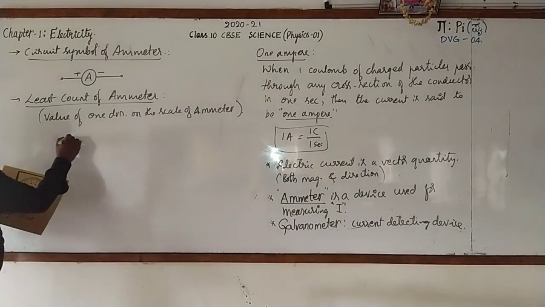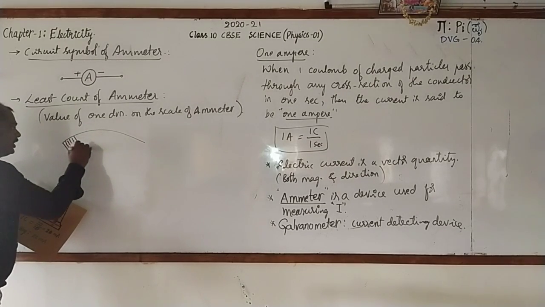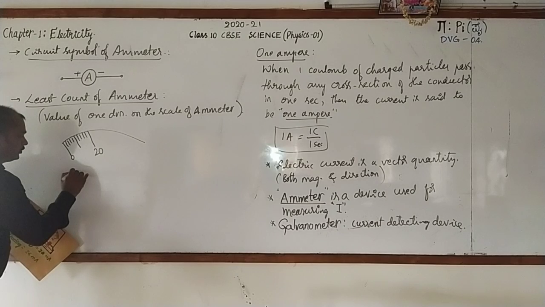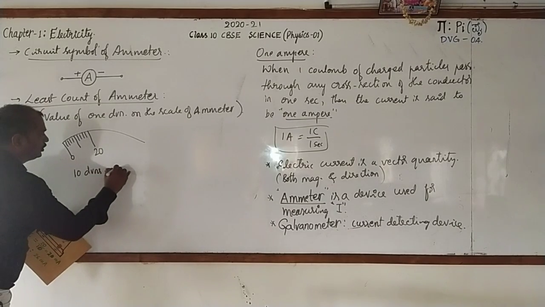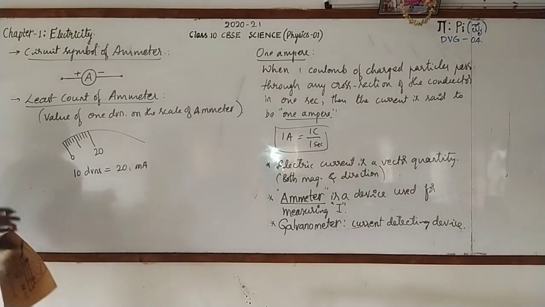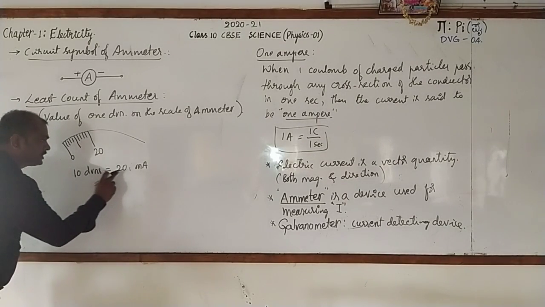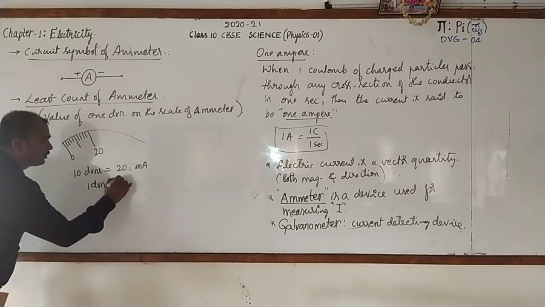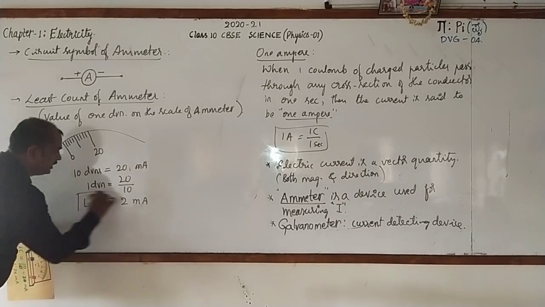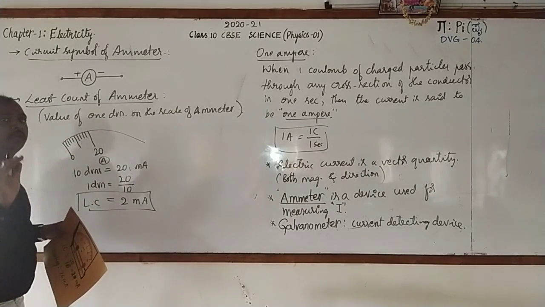If it is so, 10 divisions, I draw just for the sake of information, 1, 2, 3, 4, 5, 1, 2, 3, 4, 5. This is the calculation we are going to take. 10 divisions is equal to 20 milliamps. Least count means the value of one division on the scale of a meter. So if 10 divisions is equal to 20, 1 division is equal to 20 divided by 10, which is equal to 2 milliamp. Therefore, the least count of this ammeter is 2 milliamps.